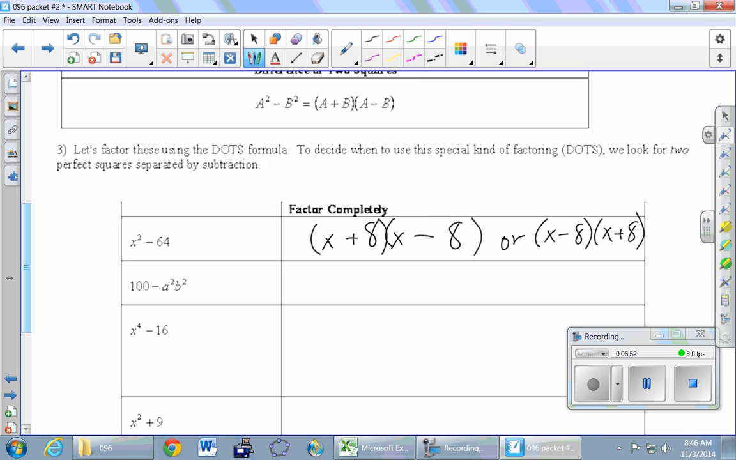Okay, next example, 100 minus A squared B squared. Here's what we need to recognize. It's 2 terms with a minus sign in between, and each of these 2 things is a perfect square, right? 100 is what times what? 10 times 10. A squared B squared is what times what? AB times AB. That's what makes this formula work, and as soon as you recognize that, pretty much the answer is there. So again, the 100 you said was 10 times 10. A squared B squared is AB times AB, 1 plus and 1 minus in either order.